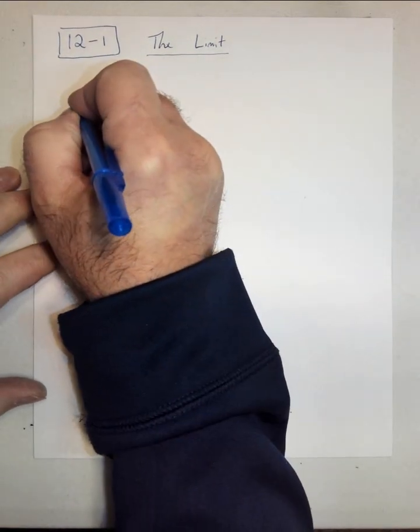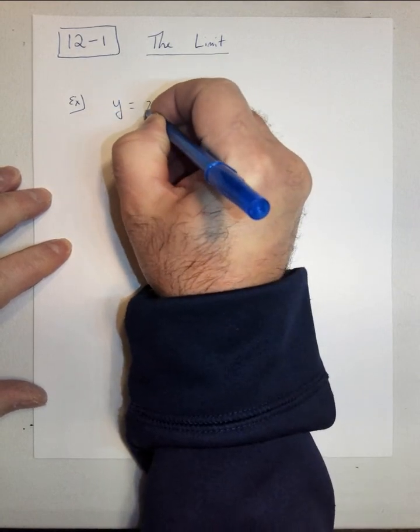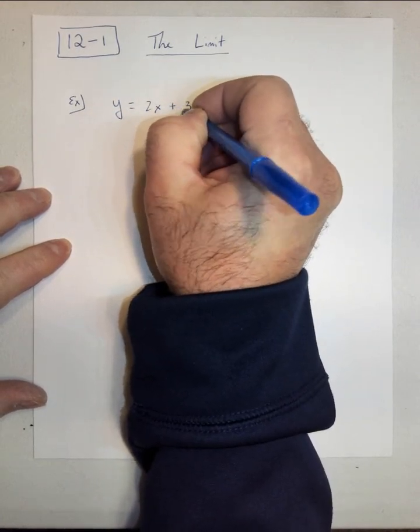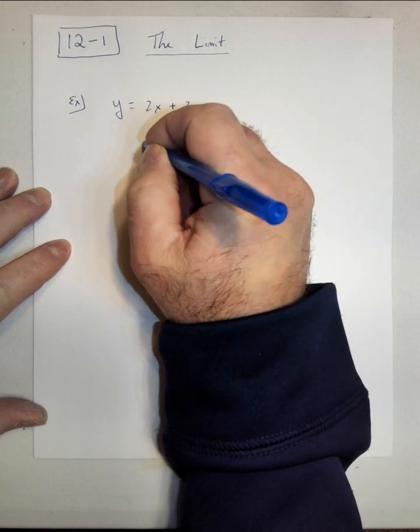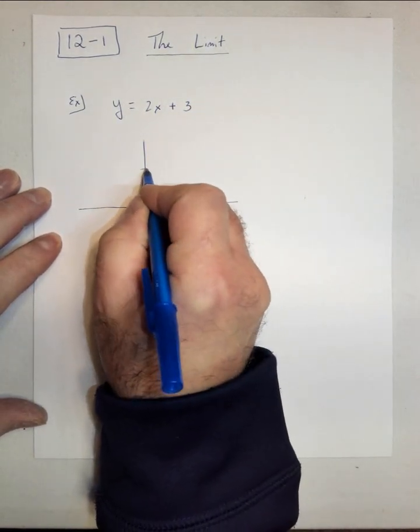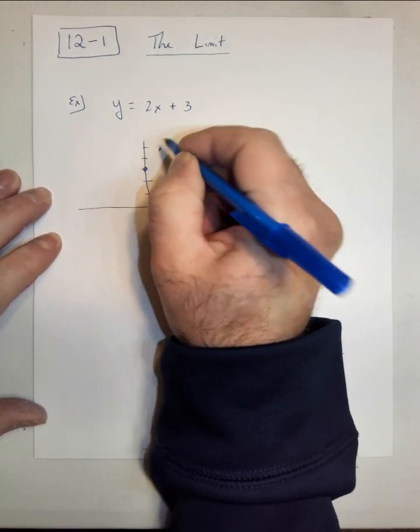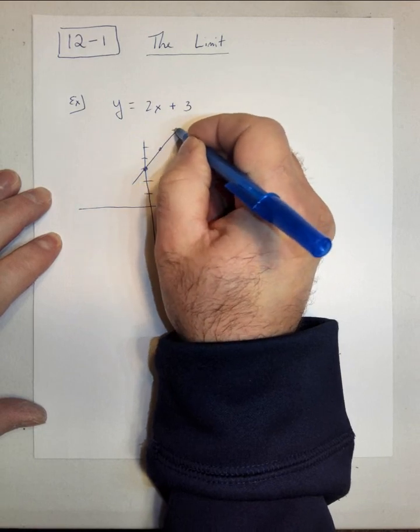For example, let's say we have this line. Alright, so I'm just going to quick sketch. My y-intercept, I got a slope of 2. Okay.